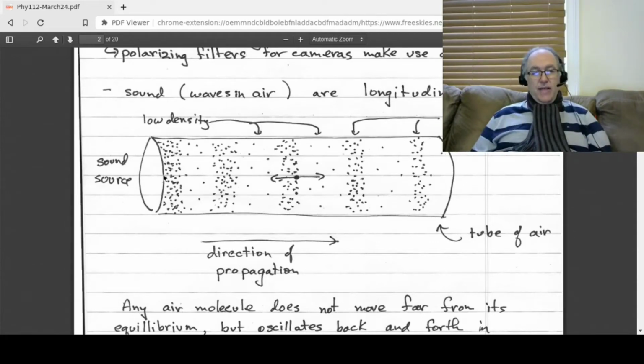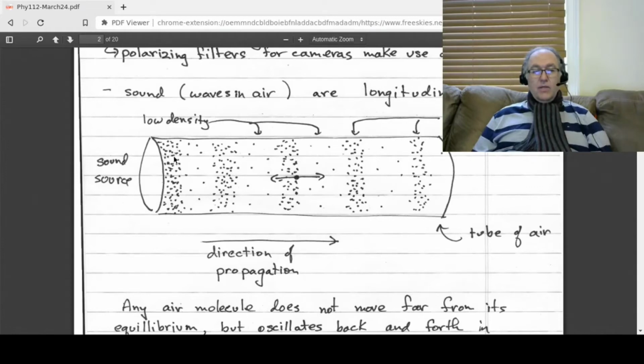So you can imagine the sound traveling down the tube, and if you could see the air molecules, what you would see is that the sound is made up of regions where the dots are closer together. These are regions of high density, where the air is slightly more dense than these other regions in between, which are low density.